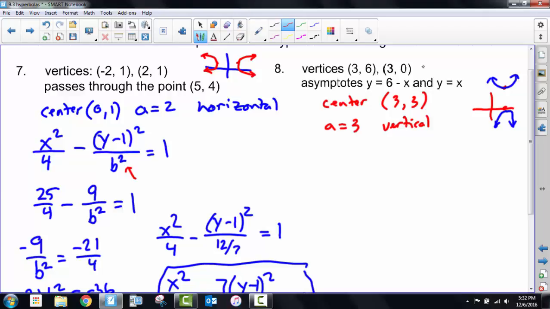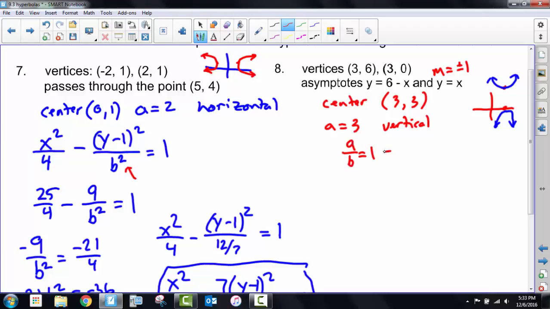So now I'm looking at the asymptotes, like, okay, well, what information am I going to get from there? Well, the one thing we can get is the slope. And the slope is, for the first asymptote, it was -1. The second was +1. So we know m is plus or minus 1. That's the slope of the asymptotes. So how does that help us?